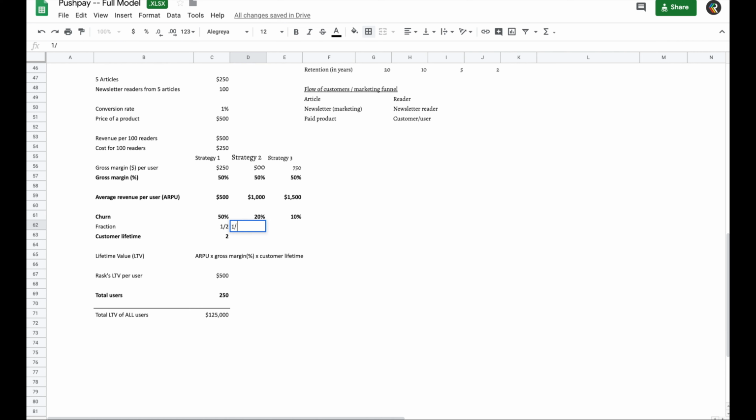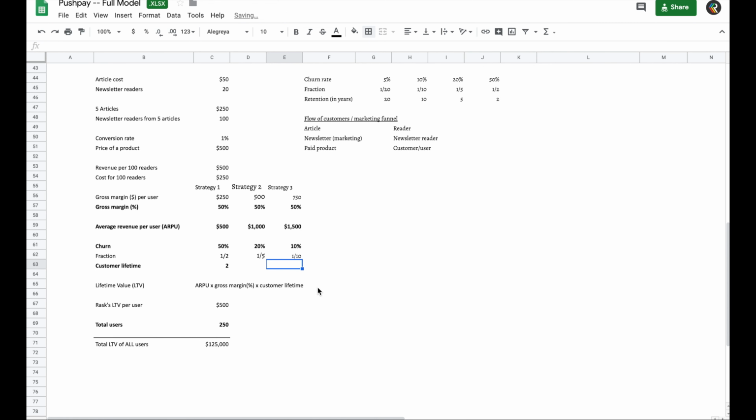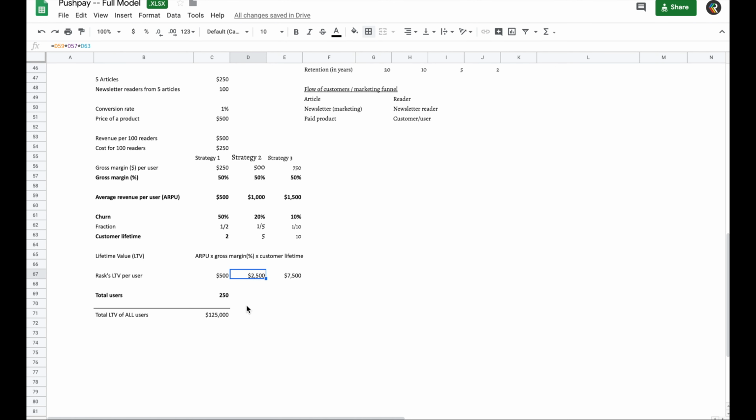In fractions, we know that this is that, this is that, this is just up here. You can pull these from. So customer lifetime is 5 years, customer lifetime is 10 years. We know the formula stays the same, so what we can effectively do is just drag it across. We can now say that Rask's lifetime value per user has gone up dramatically, from $500 to $2,500 to $7,500. Why? Because the customers are staying with us for a lot longer, and each year they're paying us more.